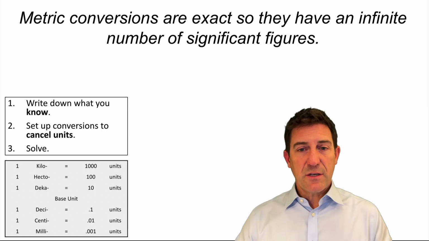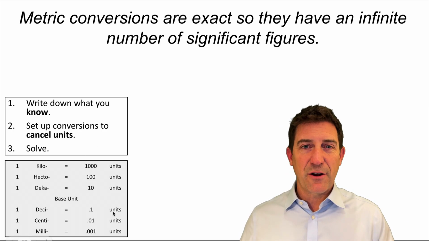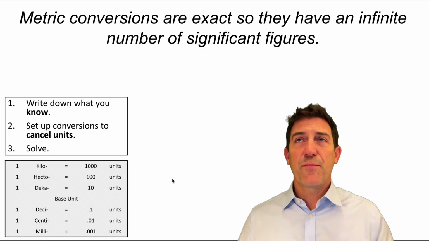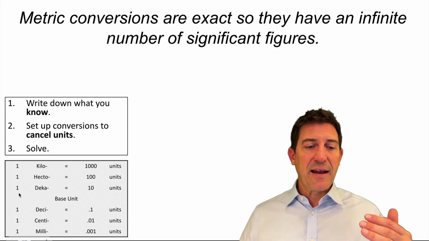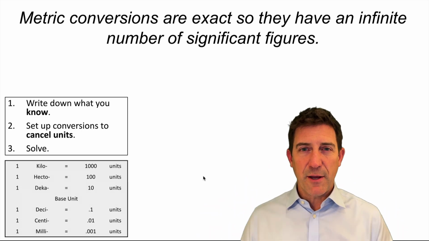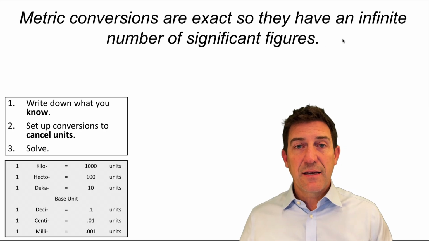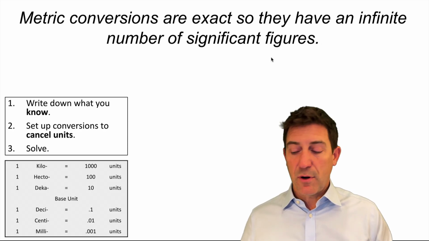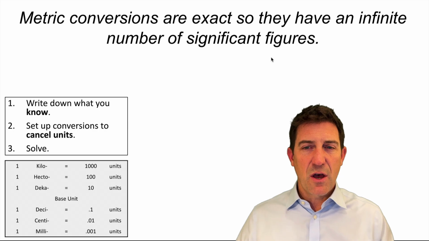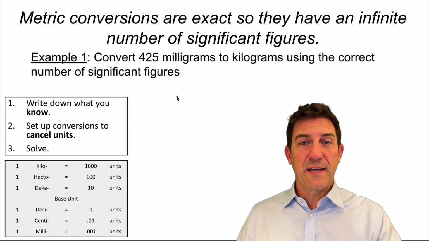Now here's the thing, we have to discuss a few things. Metric conversions. In the last video we spent time on learning metric conversions and how to use this conversion chart. There are lots of ways to do them. I teach it with this chart because it gives a nice framework for learning dimensional analysis. But here's the thing, metric conversions are exact, so they have an infinite number of significant figures. What does that mean? That's best understood with an example.